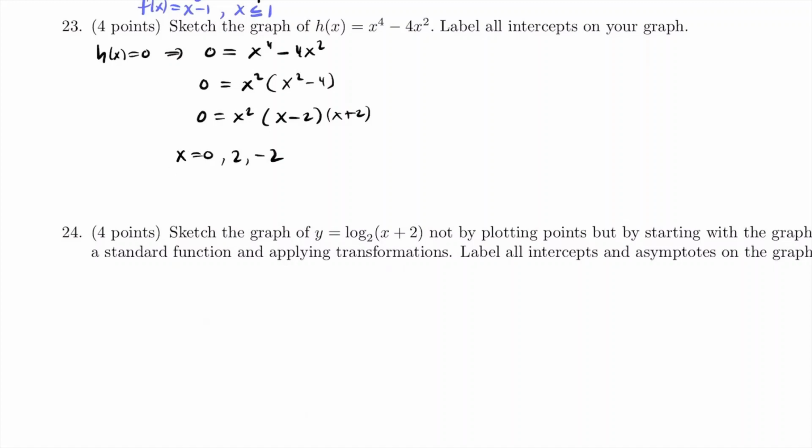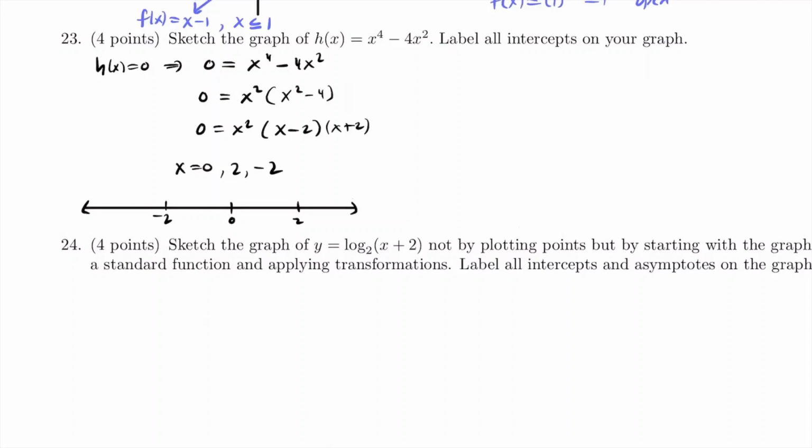And now we can test. Just like we did for inequalities, we can do it for this function as well. Let's plot them. Here is negative 2, here is 0, here is 2. Now we're going to plug in a test value to see if the function is positive or negative. Let's pick negative 3 in this interval, negative 1 in this interval, 1 in this interval, and 3 in this interval. I can express h of x as x squared times x minus 2 and x plus 2, because that's how you factor it.